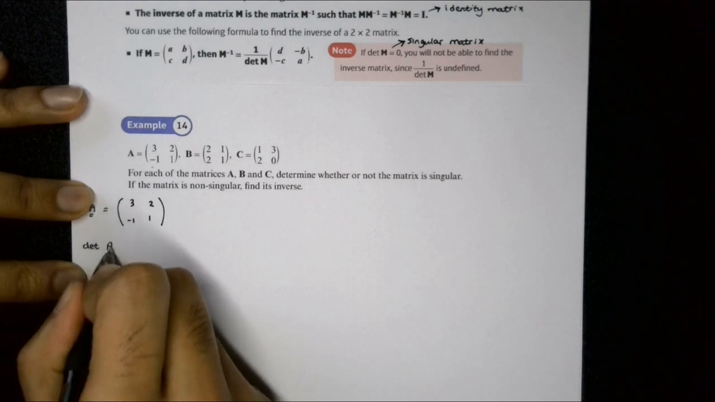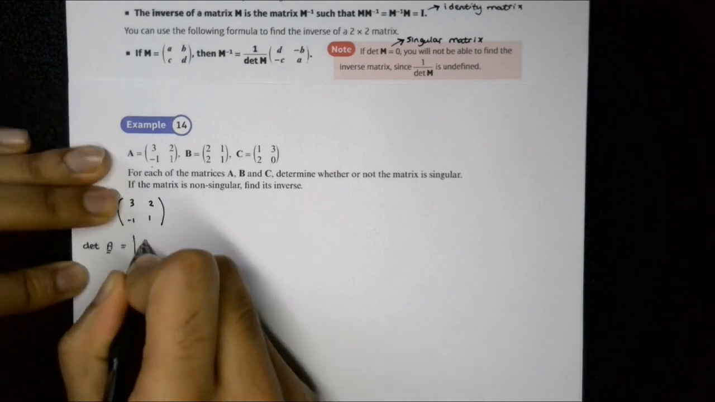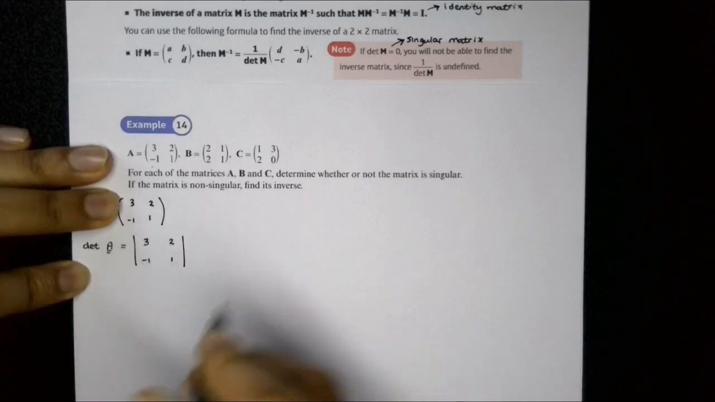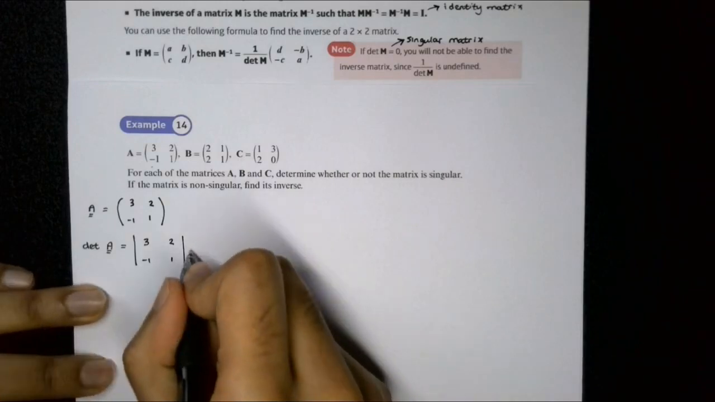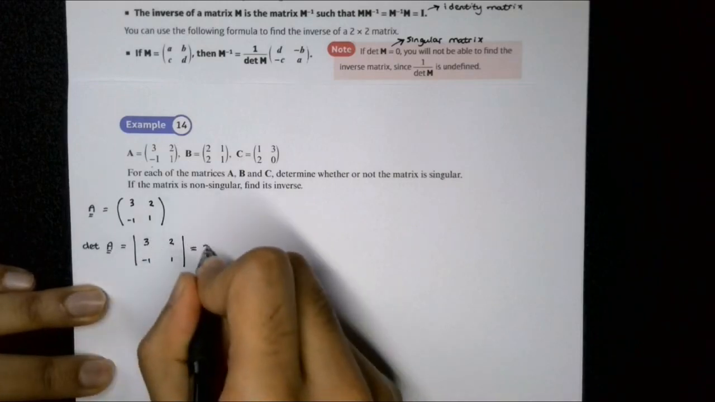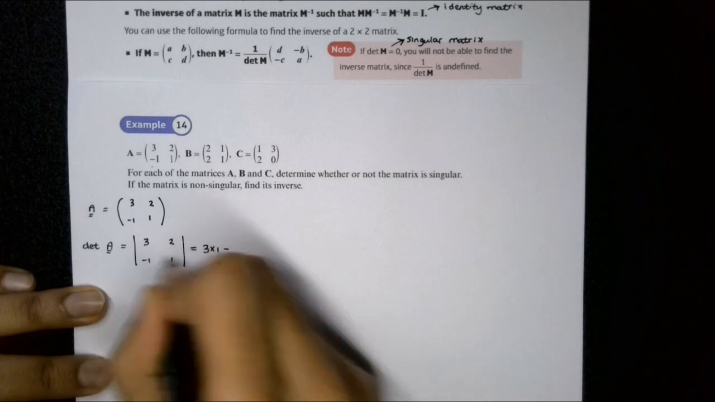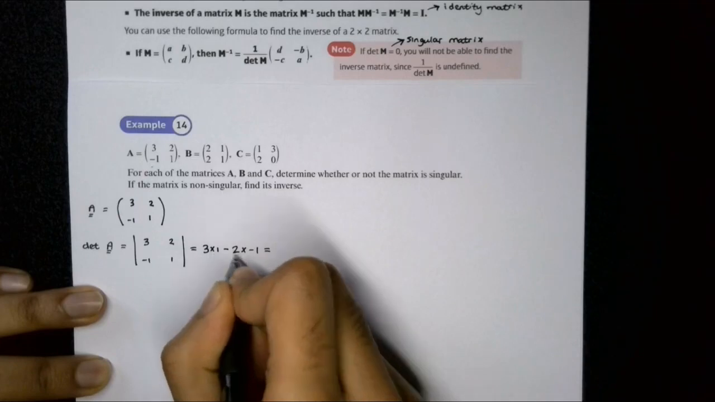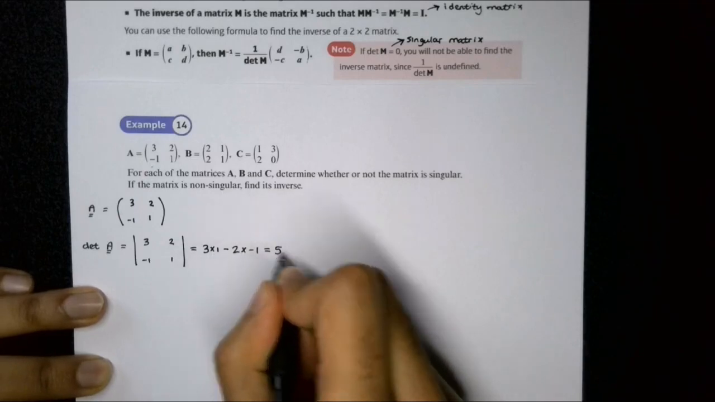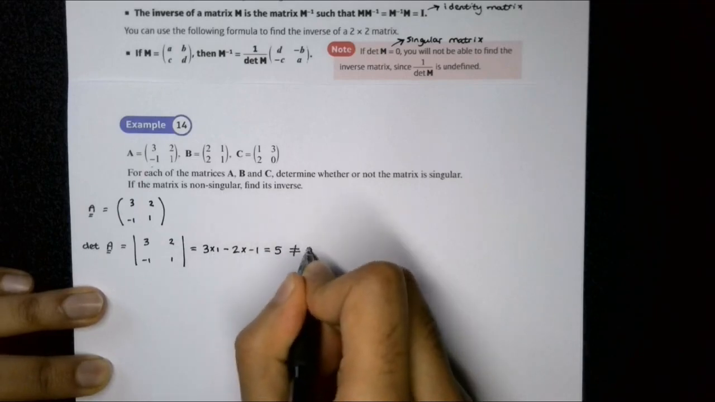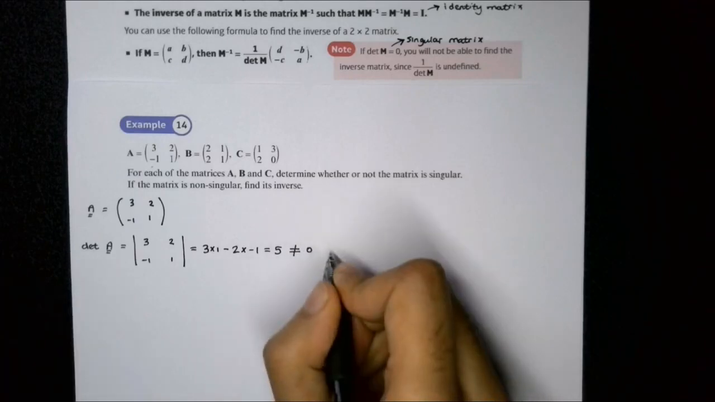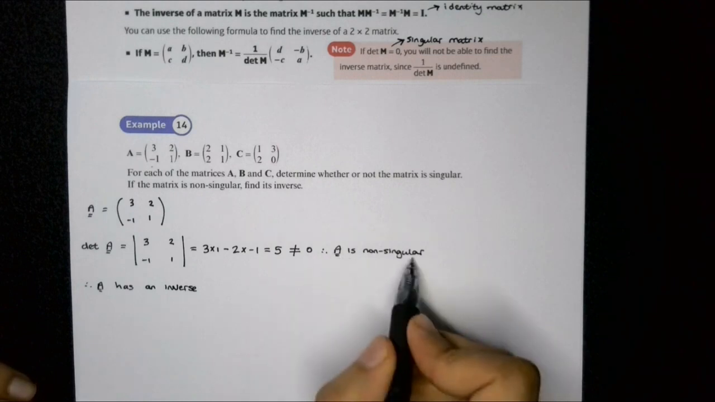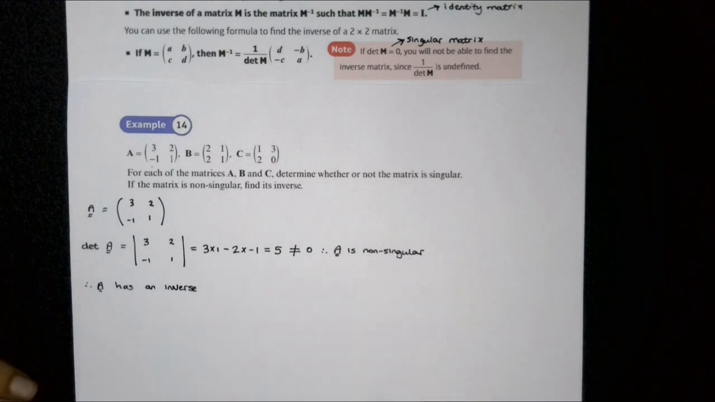So finding the determinant of A, we're finding the determinant of 3, 2, -1, 1. And working this out, we have 3 times 1 minus 2 times -1. We have here 3 plus 2, which is 5. And because this does not equal 0, we can therefore conclude A is non-singular and therefore A has an inverse.